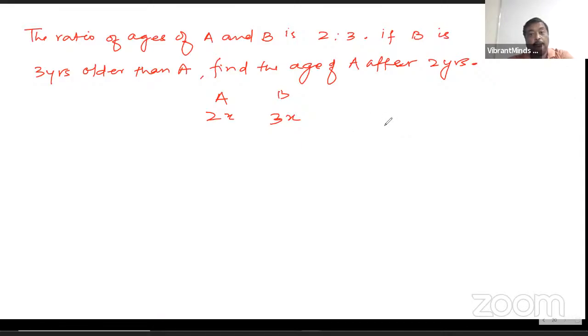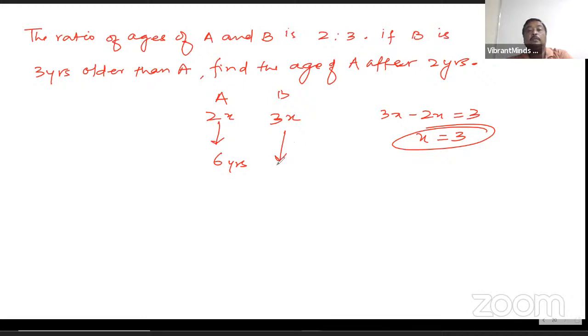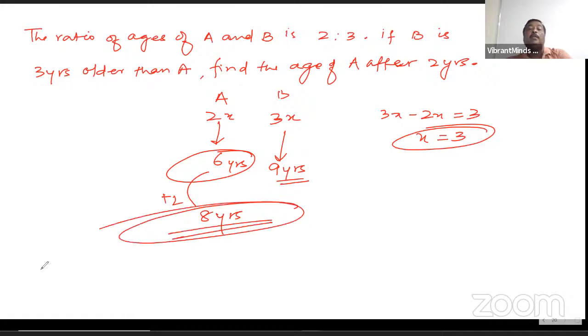So understand, 3x minus 2x is equal to 3. Or can I say x is equal to 3? So what is 2x? 6 years. And what is 3x? 9 years. Age of A after 2 years, so plus 2, and that will be how much? 8 years. Is it clear? That will be how much? 8 years. Is it okay, guys?